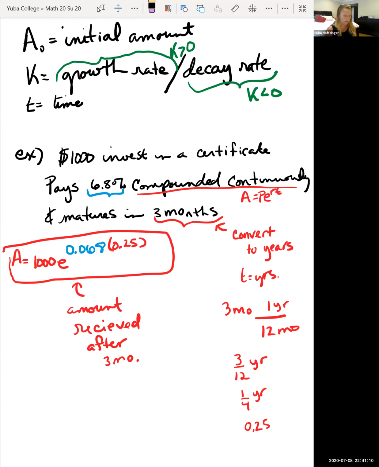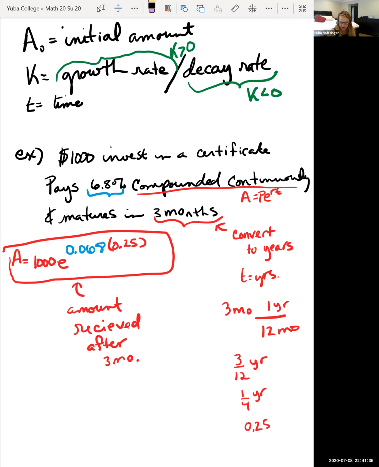So it matures after 3 months, and then let me reread what it says. Then Kim places $1,000 and the interest in a passbook account that pays 5.25% compounded monthly. So how much does Kim have in the passbook account on May 1st?